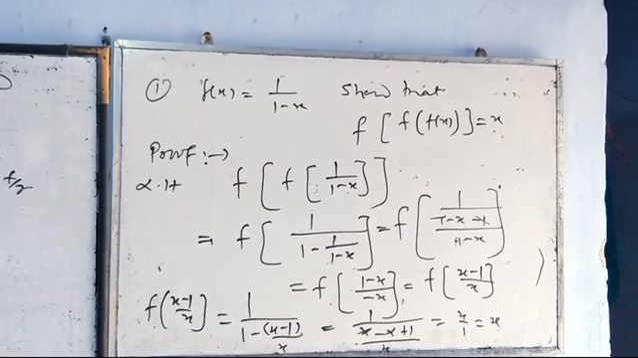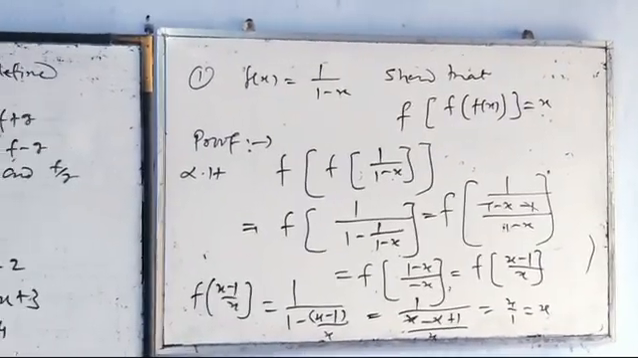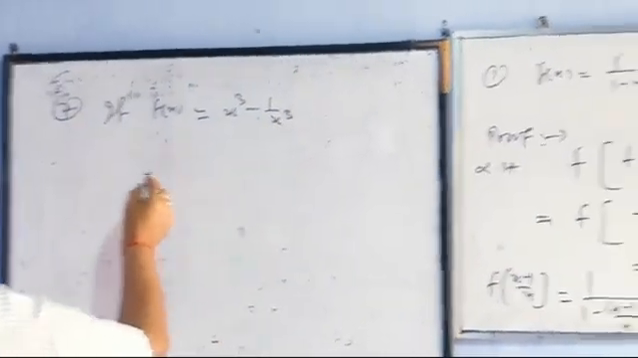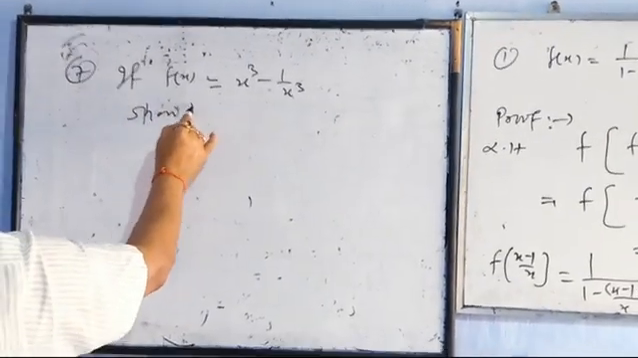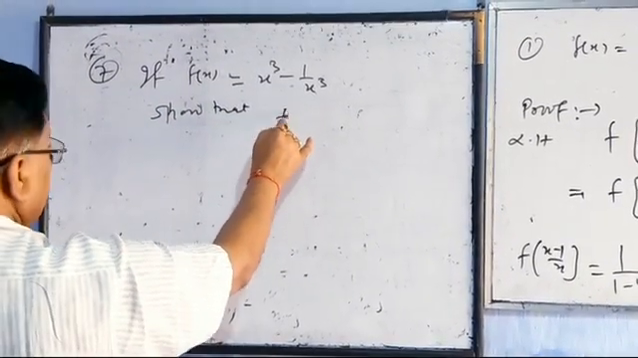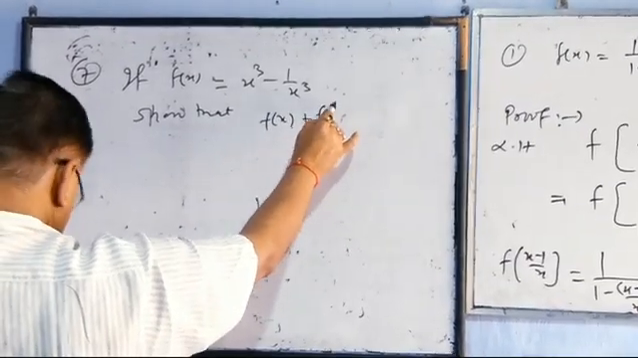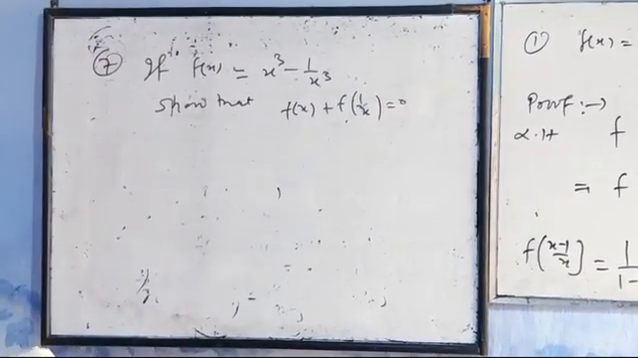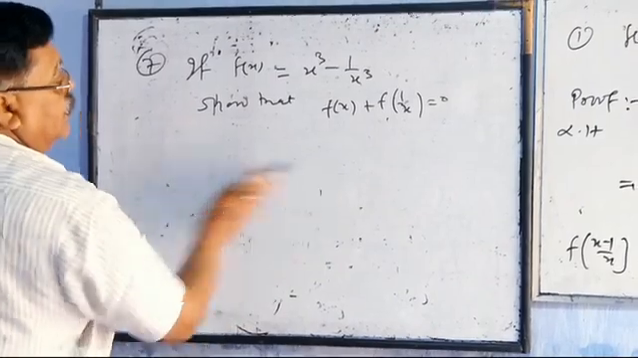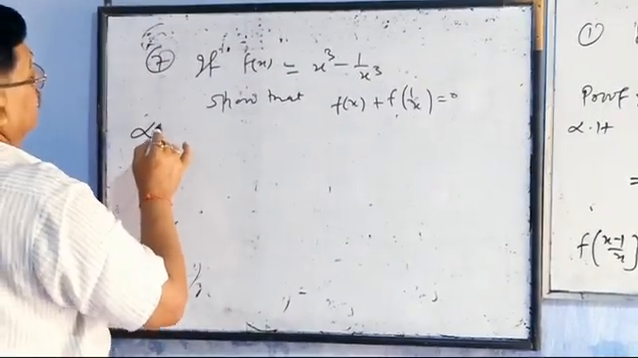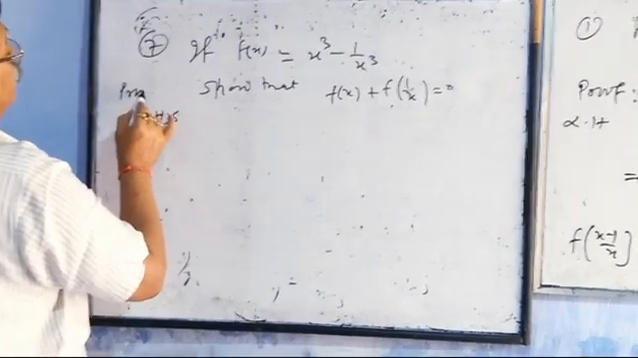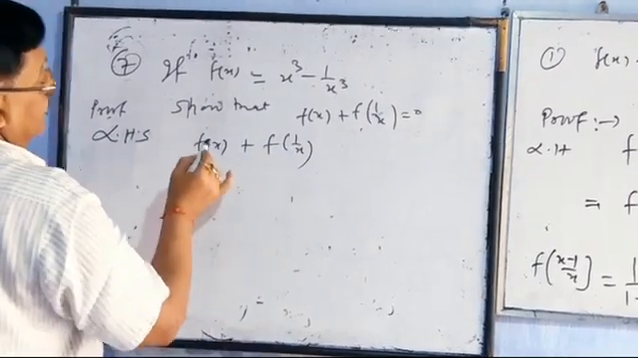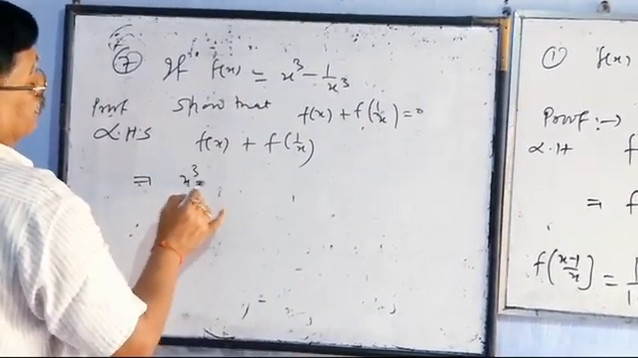Now here we have to prove the question: f(x) = x cube minus 1 by x cube, so that f(x) plus f(1 by x) is 0. You have to prove this one. Here f(x) is given as x cube minus 1 by x cube. So we take the LHS, you write proof: f(x) plus f(1 by x). f(x) means write x cube minus 1 by x cube.